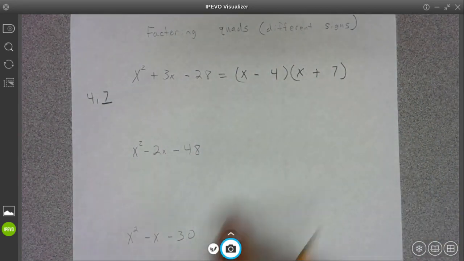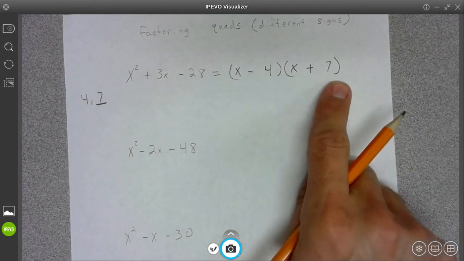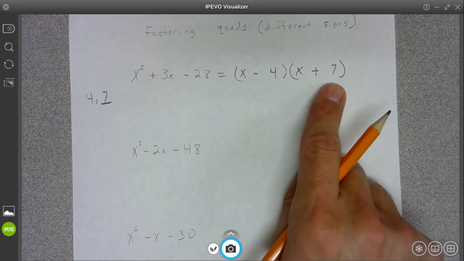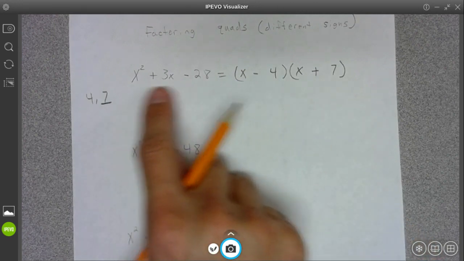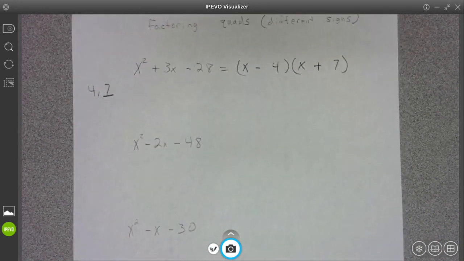You could multiply this out: x times x, x times 7, negative 4 times x, negative 4 times 7, just to check it, and you will get the original. I recommend you do that. Pause the video and check that out.